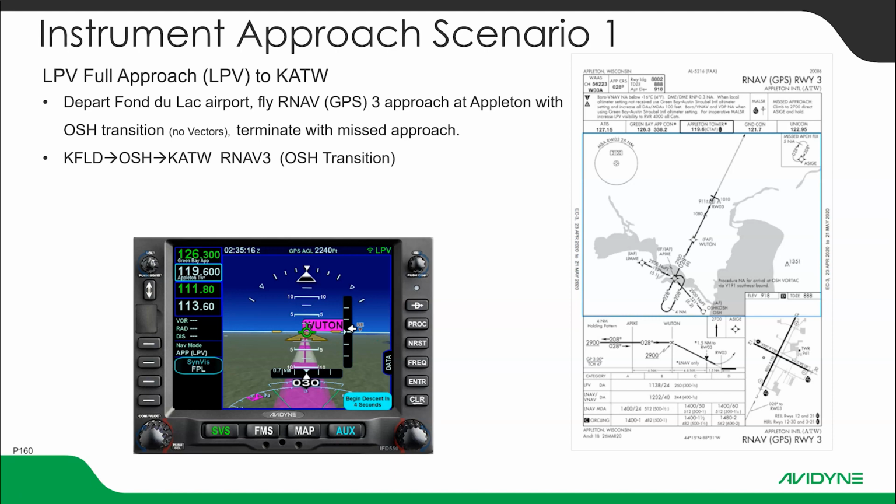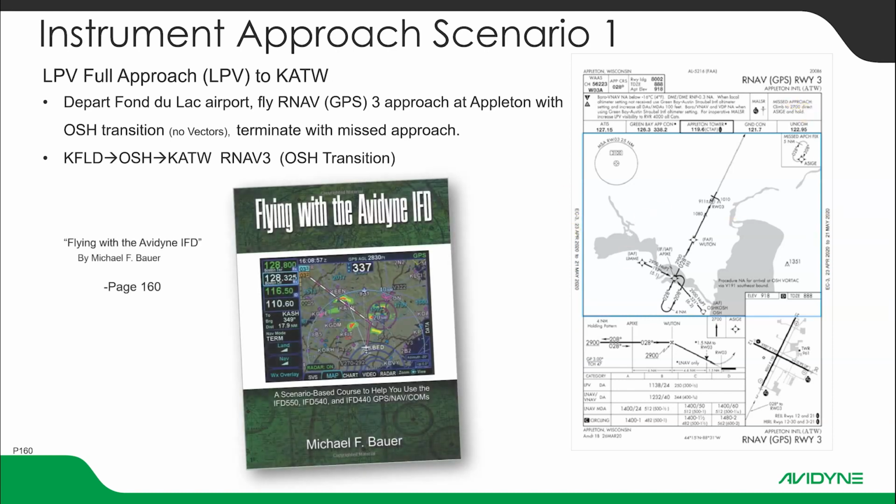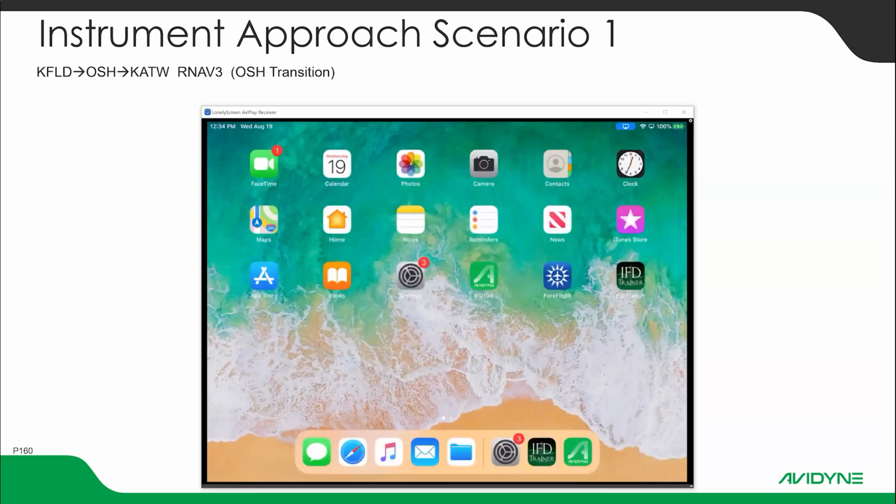Alright, in this first scenario we're going to shoot an LPV approach into Appleton, Wisconsin. It's the RNAV3 approach. We'll fly out of Fond du Lac using the OSH transition to Appleton. Here's the approach plate. If you're following along at home, we're using the Flying with the Avidyne IFD book by Michael F. Bauer. This scenario is on page 160.